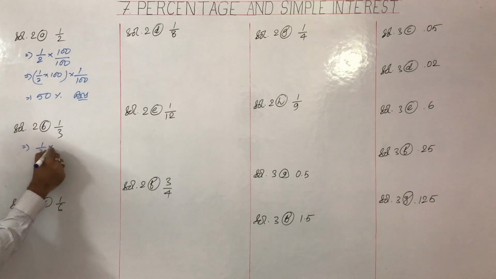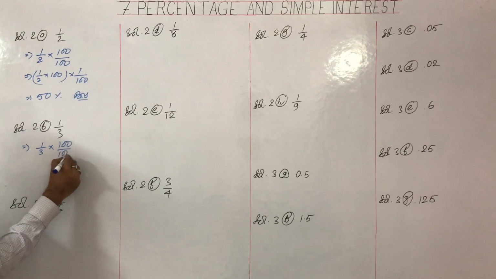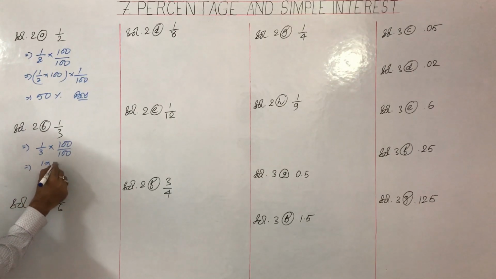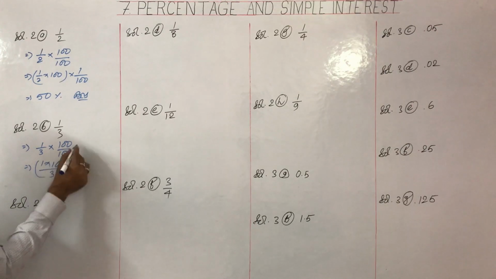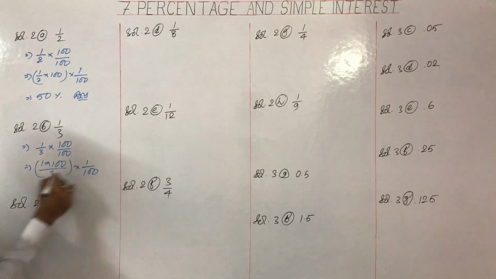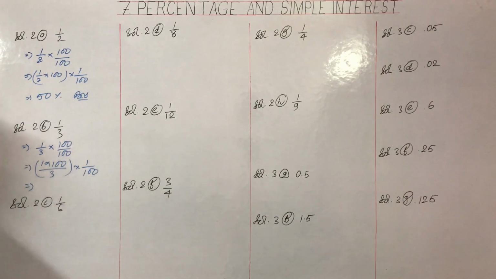Then 1 by 3, again multiply by 100 by 100. In the next step, 1 into 100 by 3 into 1 by 100, and 100 by 3.